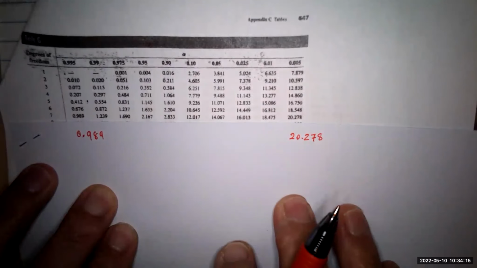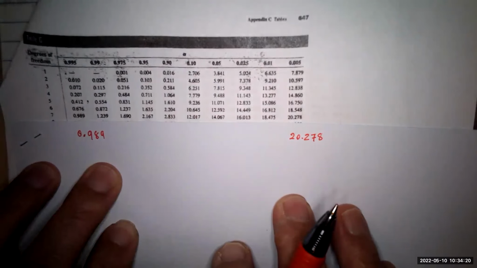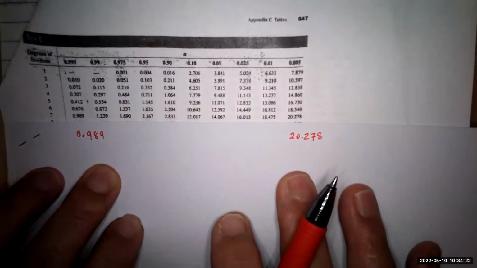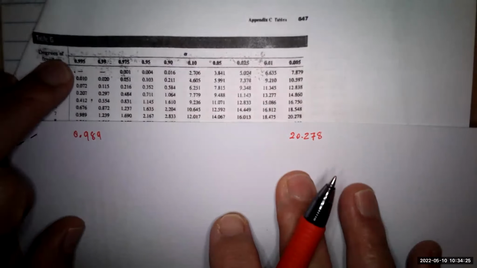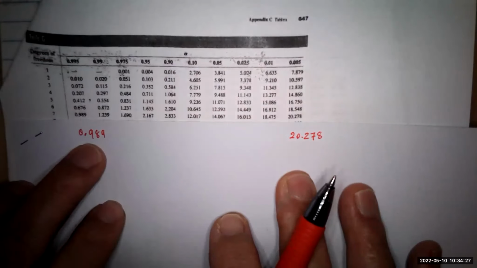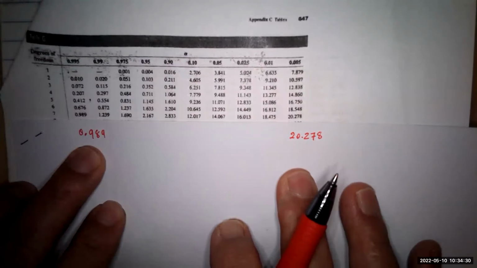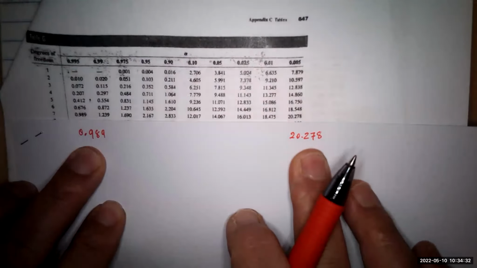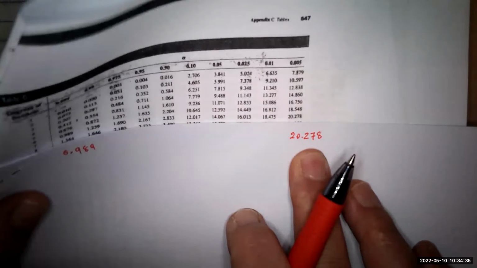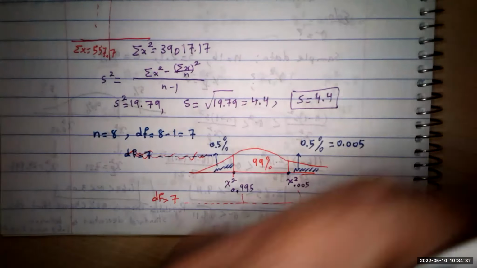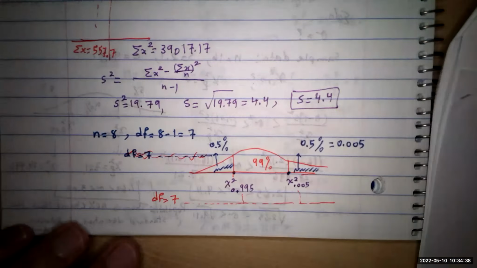Okay, any question? Especially for 99%, be careful. There is going to be the case that you have 0.99, but this is 0.995. So the chi-square to the left would be 0.989, and the chi-square to the right, which is always the bigger number, is going to be 20.278. Okay, so I'm going to put it over here. The first number that I have is 0.989, and my second number is 20.278.